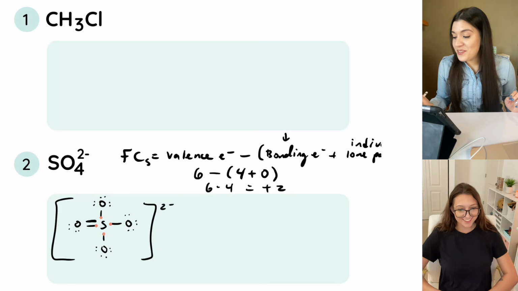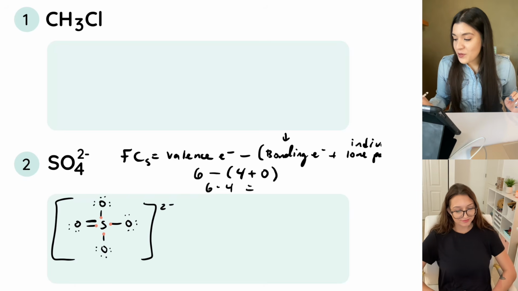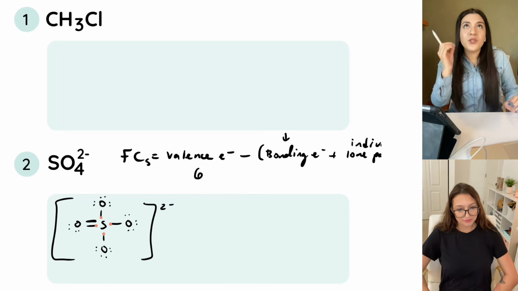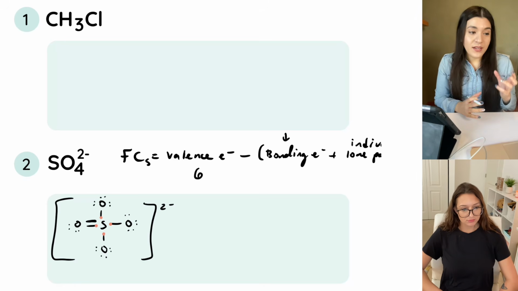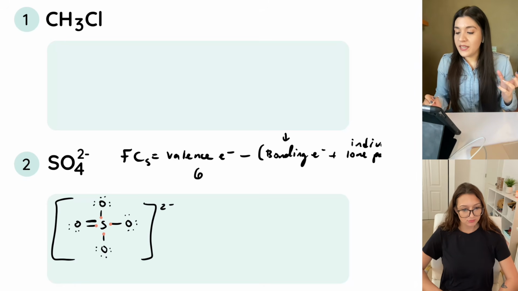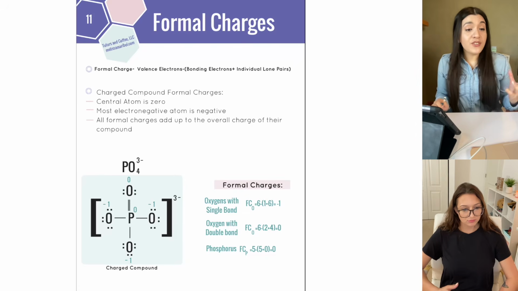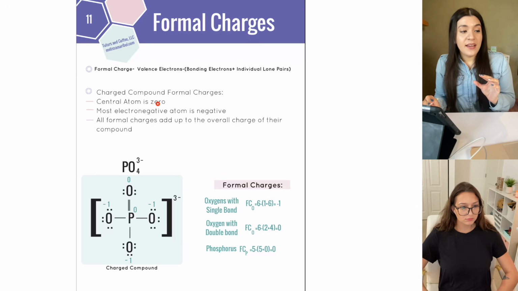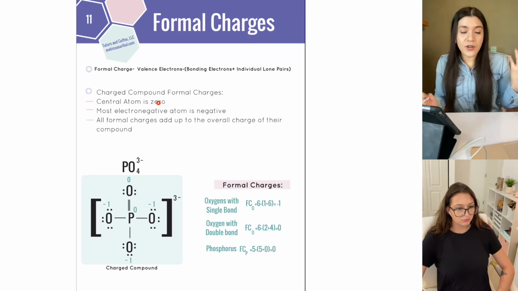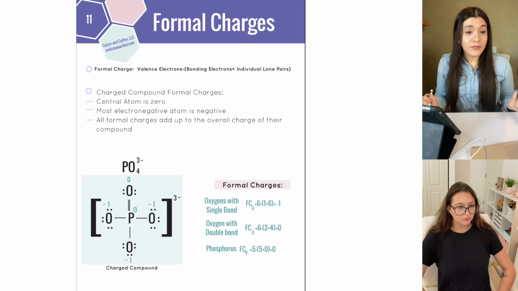Okay. So I'm going to do this again, and I'm going to recount this. What I'm trying to do is get that central atom to be 0, because as we saw previously, whenever we have a structure that is charged, the central atom wants to be 0. This is what it prefers to be. And the most electronegative atom, in our case oxygen, wants to be negative.